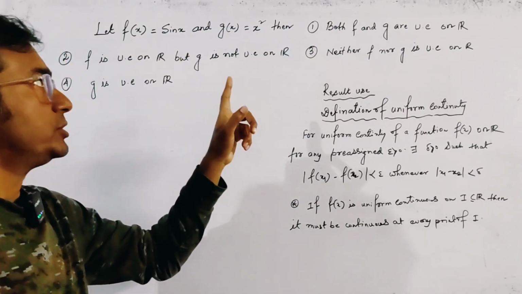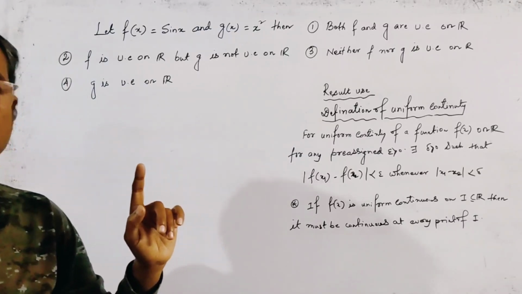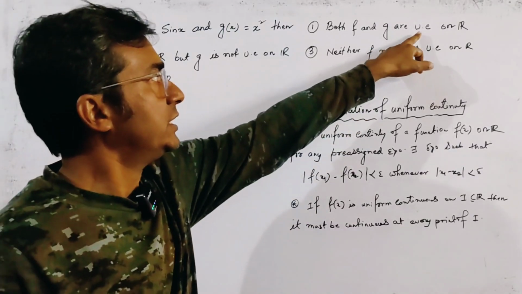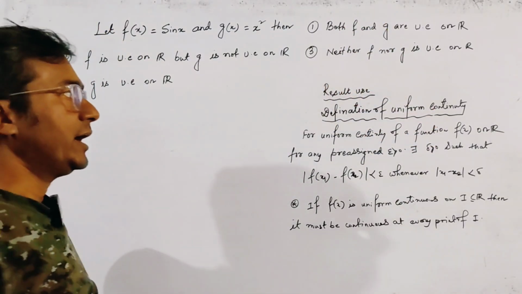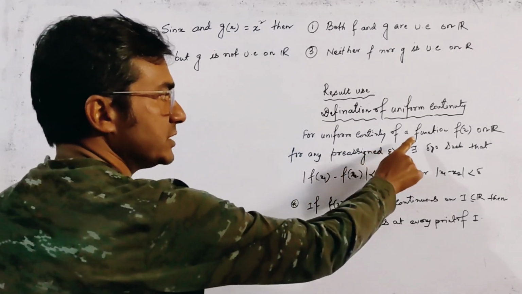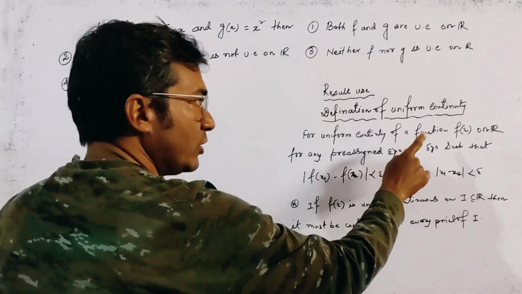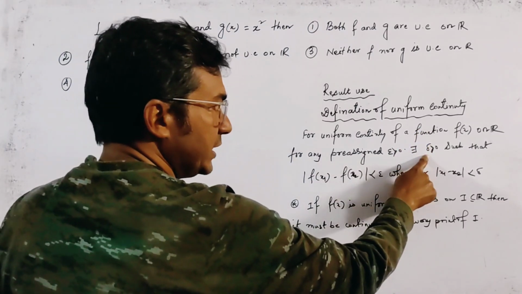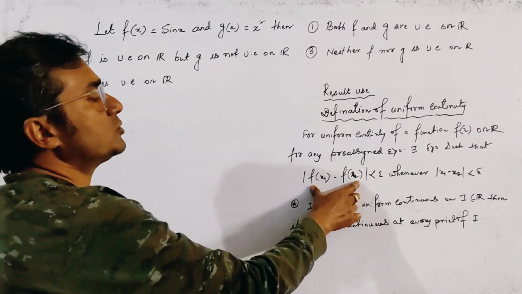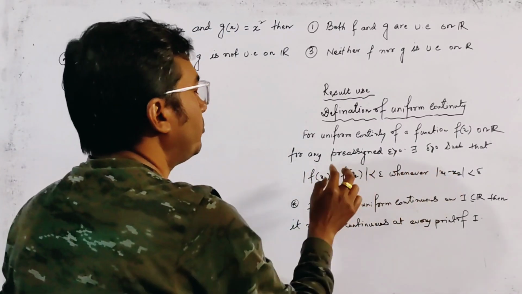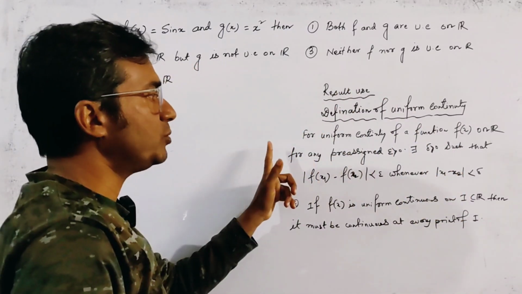To solve this problem, we first see the definition of uniform continuity. We write UC in short form for uniformly continuous function or uniform continuity. The definition of uniform continuity of a function f(x) is that for any pre-assigned epsilon greater than 0, there exists a positive real number delta such that |f(x1) - f(x2)| < epsilon whenever the difference between two points |x1 - x2| < delta. This is the definition of uniform continuity.